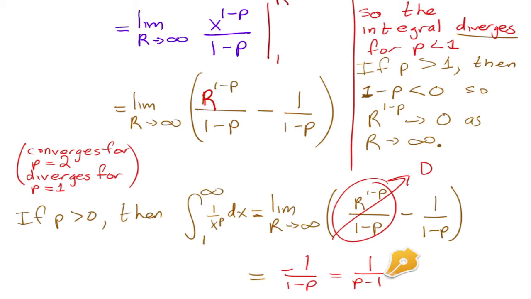So that's the exact number that the integral equals for values of p greater than 1. Notice that for the case we just did, p equals 2, you plug in p equals 2 and you get 1, right? Isn't that exactly what we got earlier? So if you had, for example, the integral from 1 to infinity of 1 over x cubed, what would it equal? 1 half, right? Because 1 over 3 minus 1 is 1 half. That's if p is greater than 1.